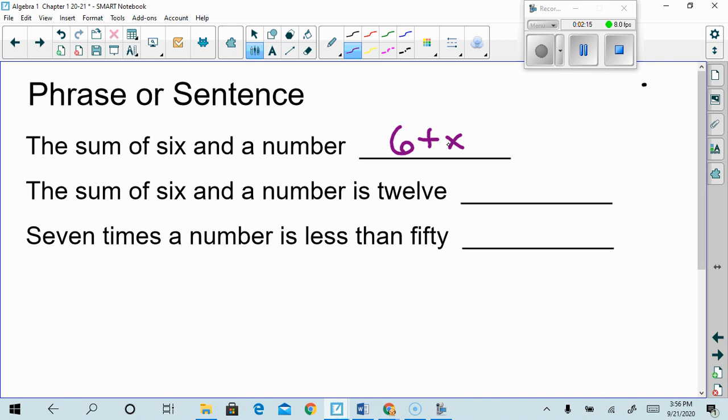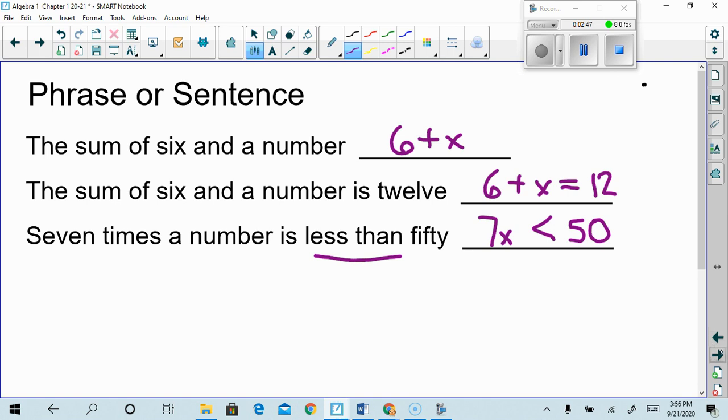The sum of 6 and a number is 12. That is a mathematical sentence. That word is tells me I'm looking at an equation. 7 times a number is less than 50. Okay, it doesn't say less 50, which would be subtraction. It says is less than 50. So there's some translations of phrases and sentences.